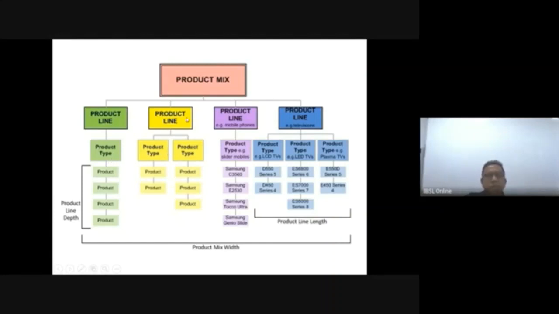If you take another product line, say toothpaste, Unilever toothpaste, there are different types of toothpaste, different tastes, different ingredients, different colors, and so on.